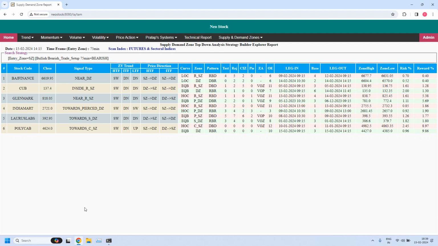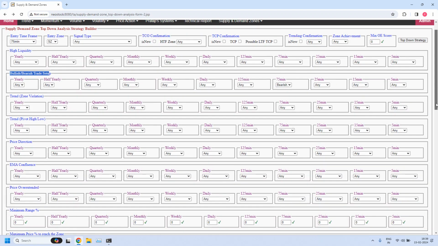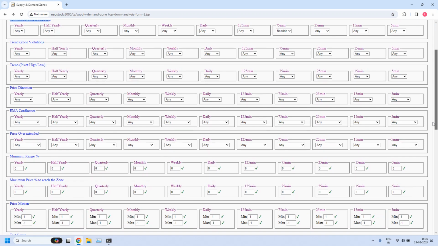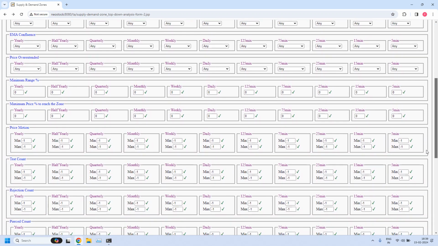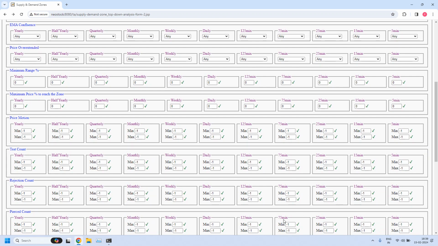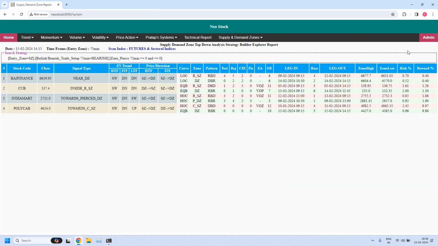Now it is easy for you to study these stocks. Don't require any further filter. If at all anything needs to be filtered, pierced zones we will remove from this list. Let me set pierced count 0 because we don't trade on pierced zones. So I am setting pierced count for 75 minutes 0, 0. Now 4 stocks are there.